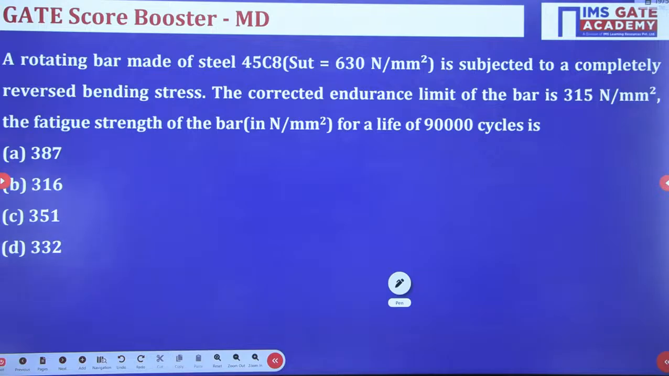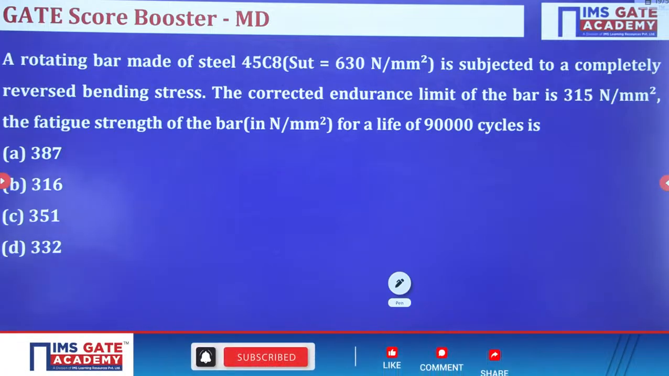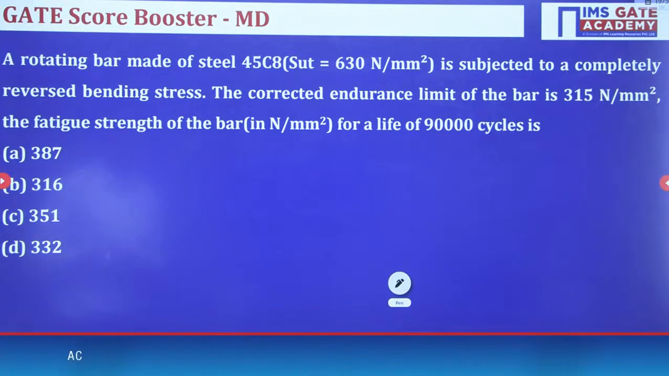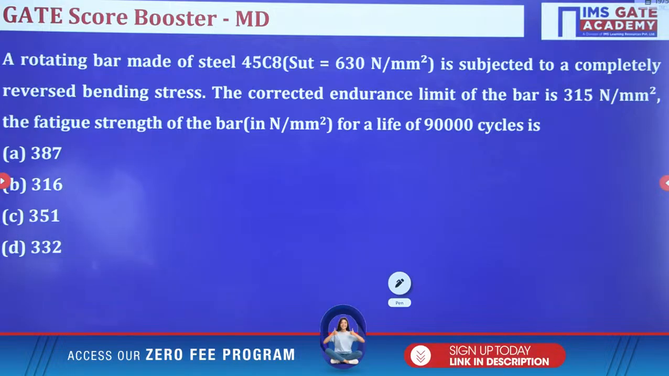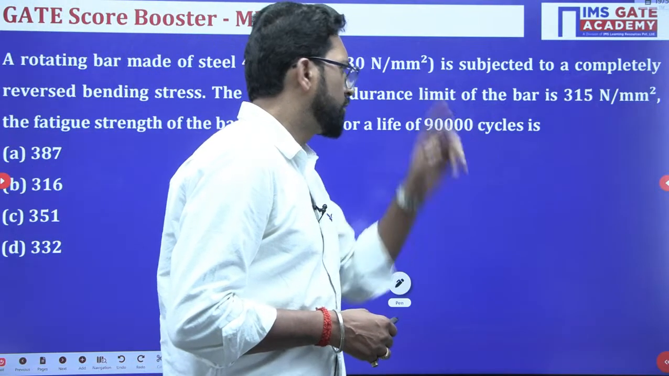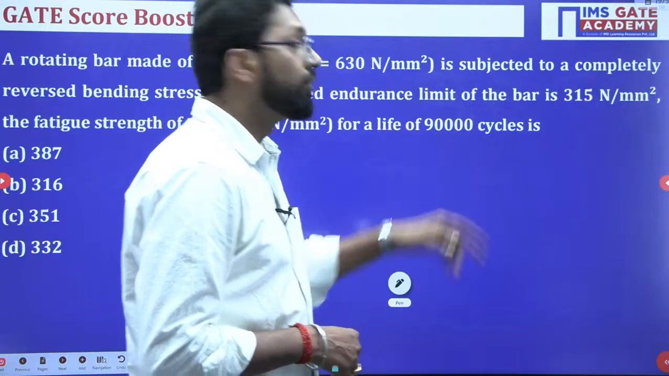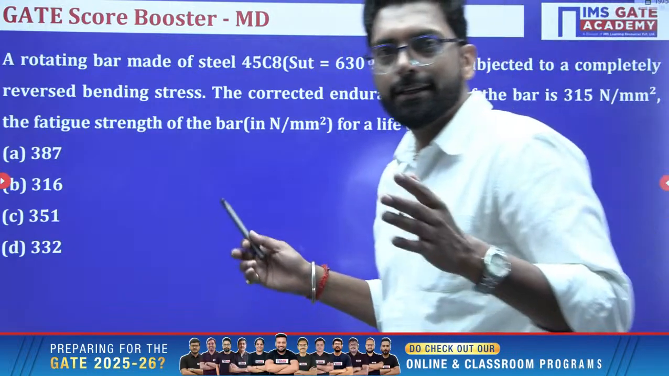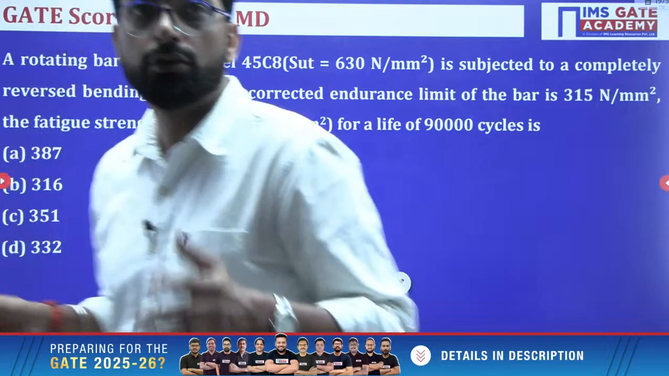A rotating bar made of steel of ultimate tensile strength 630 is subjected to completely reversed bending stress. The endurance limit of the bar is given as 315 Newton per mm square. We have to find the fatigue strength of the bar for a life of 90000 cycles, that means 9 cross 10 to the power 4 cycles. What is the fatigue strength? So this is basically the equation of the S-N curve. The question is related to the S-N curve.